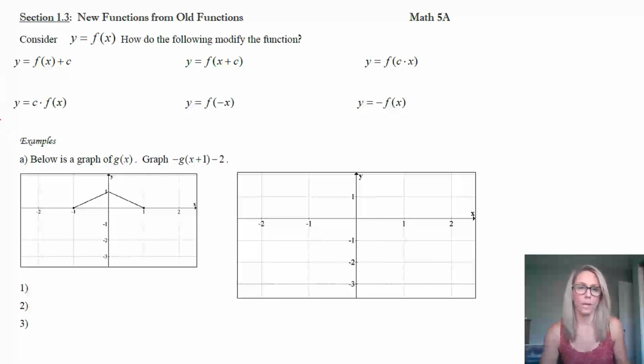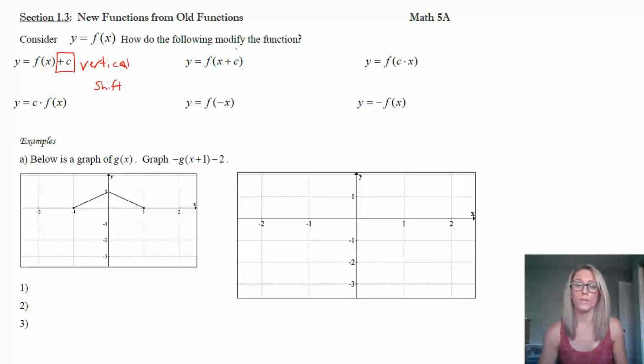So when we take a function and we add a constant to it, so that's what this c is, it's a constant. What that does is it takes every y value and it adds the constant to it. Now that constant could be positive or it could be negative, and so the function is going to go either up or down. So that would be a vertical shift.